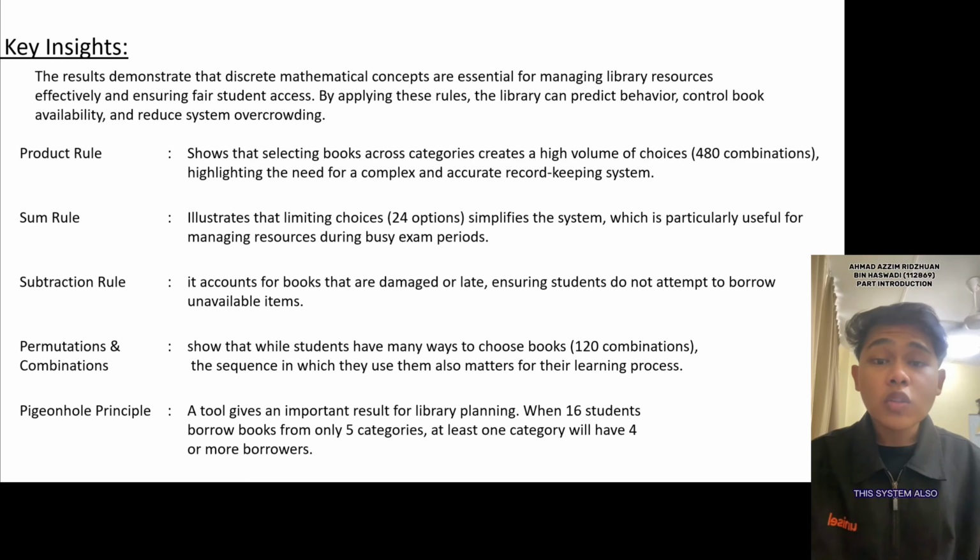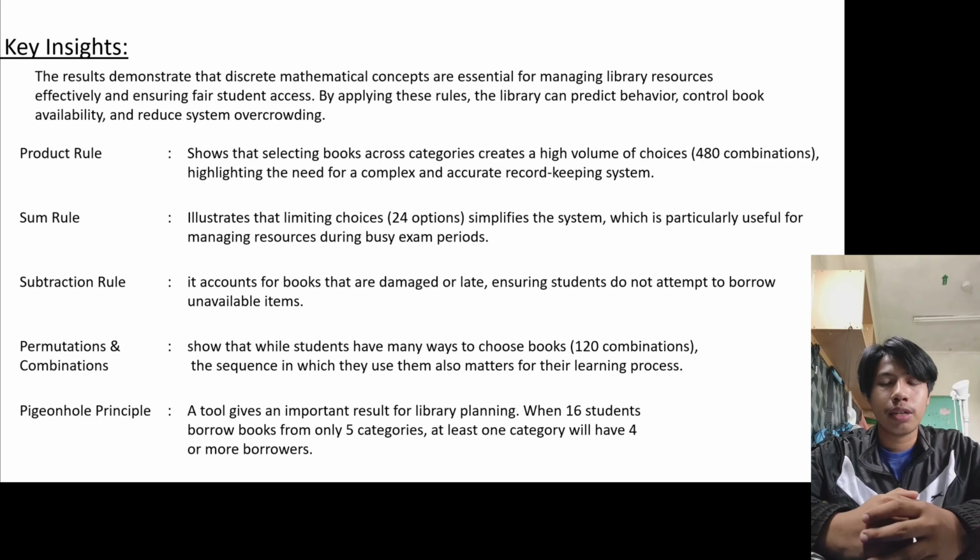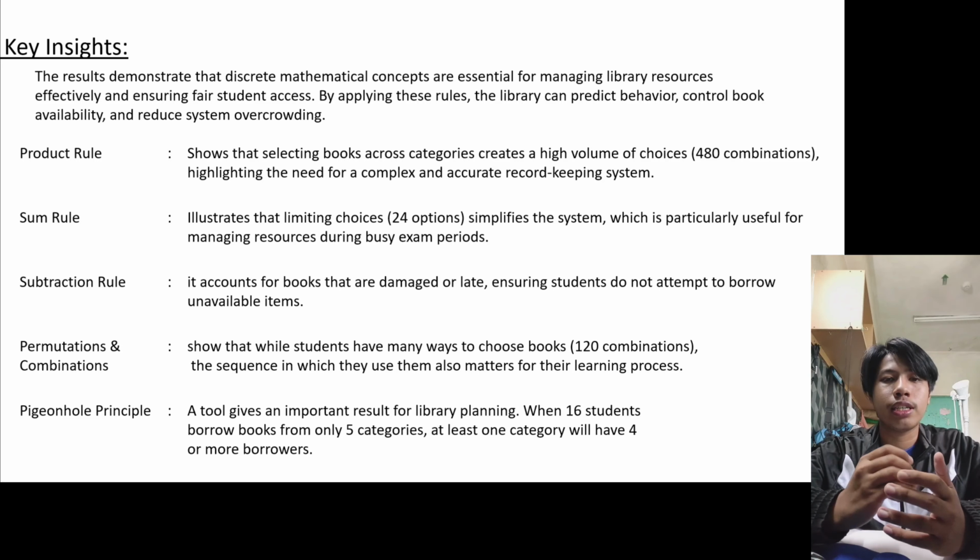This system also helps librarians track borrowed books and check availability. If too many students borrow books from one category, the system helps control it. This way, books can be shared fairly and all students can use the library well. In conclusion, the UNIMAS library borrowing system helps manage books in an organized, fair, and efficient way by using clear categories and borrowing limits. This system makes it easier for students to find books and ensures that everyone has a fair chance to borrow what they need.